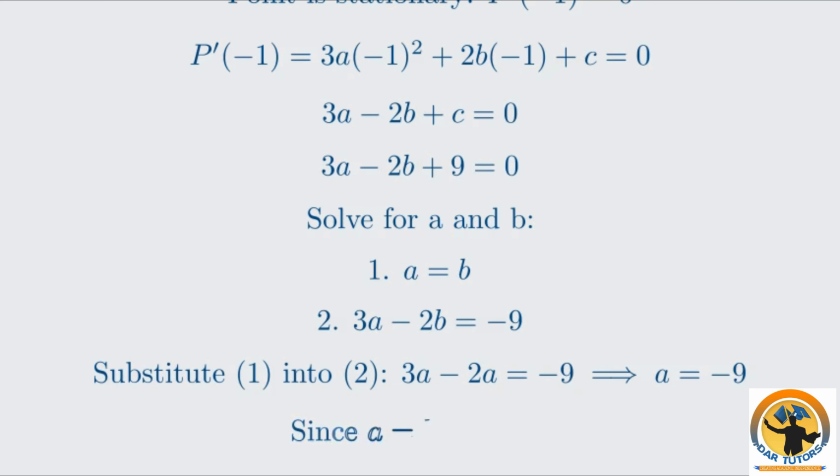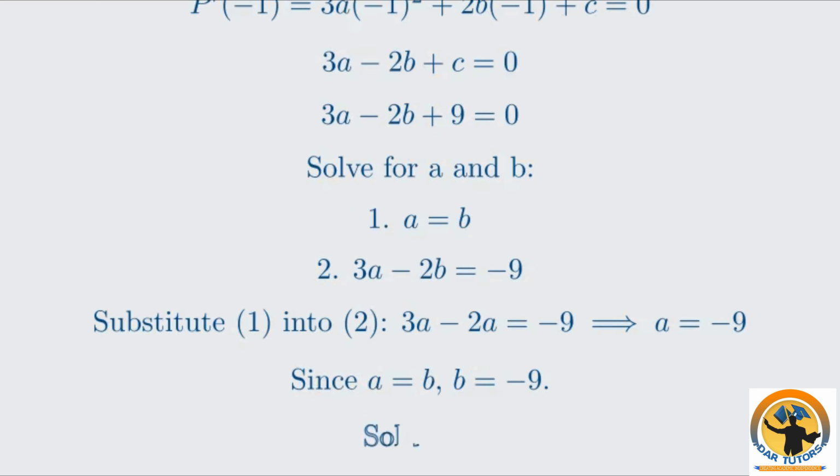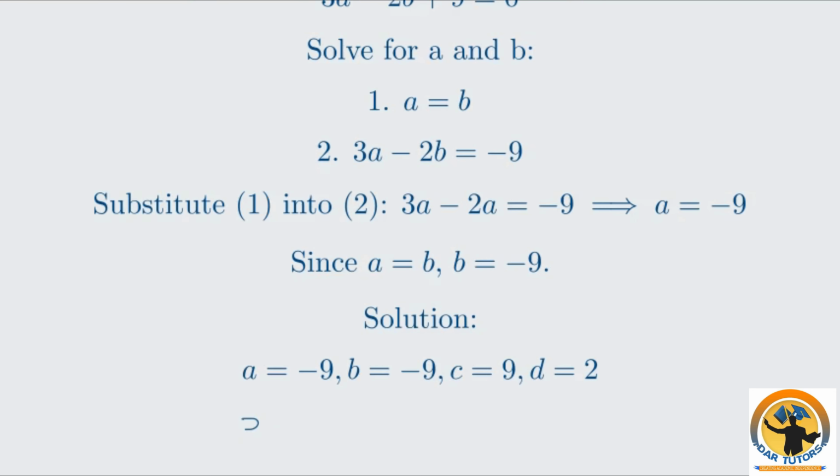Substituting a for b in the second equation gives 3a minus 2a equals -9, so a equals -9. Since a equals b, b is also -9. We have found all 4 coefficients. A is -9, b is -9, c is 9, and d is 2. Therefore, the polynomial is p of x equals -9x cubed minus 9x squared plus 9x plus 2.